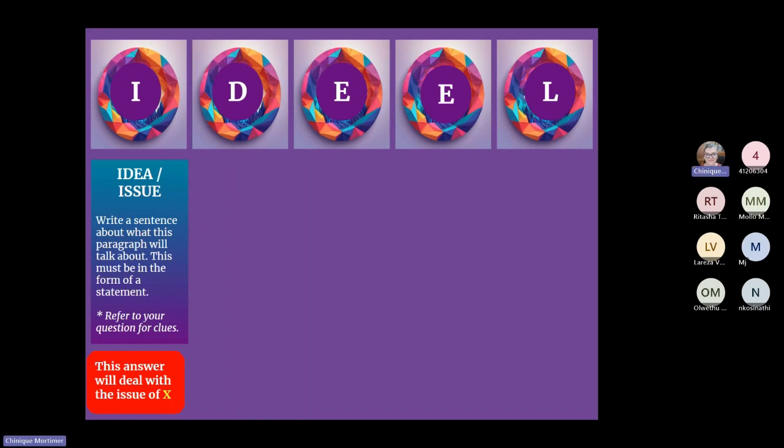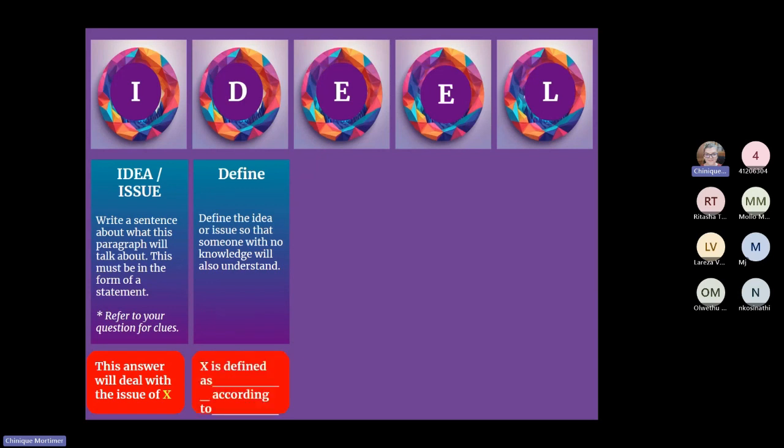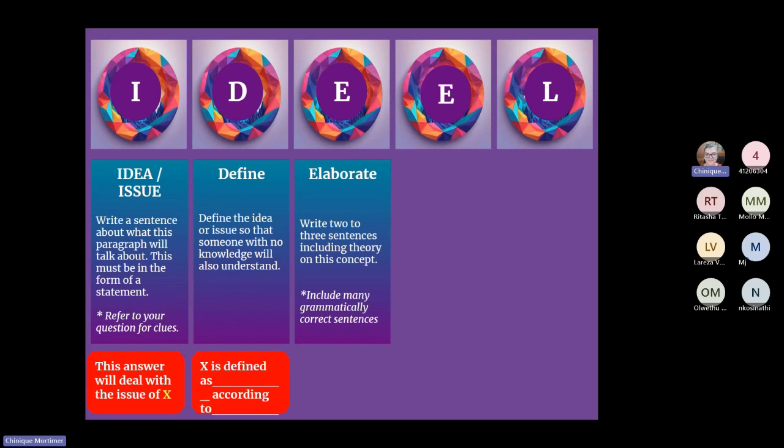Simple as that, okay? Then you define it. What is the legality of a confession? So define the idea or issue according to what you have studied. This is defined as what, according to what. Sometimes it will be legislation, sometimes it will be theory, sometimes you will forget according to whom or to what, but you can remember the definition. Then you just say, this is defined as, and you give me the 3 or 4 main headings underneath that definition. Then we move on to elaboration.